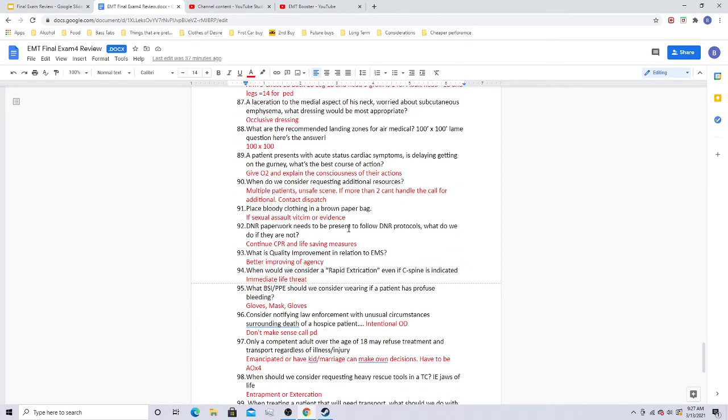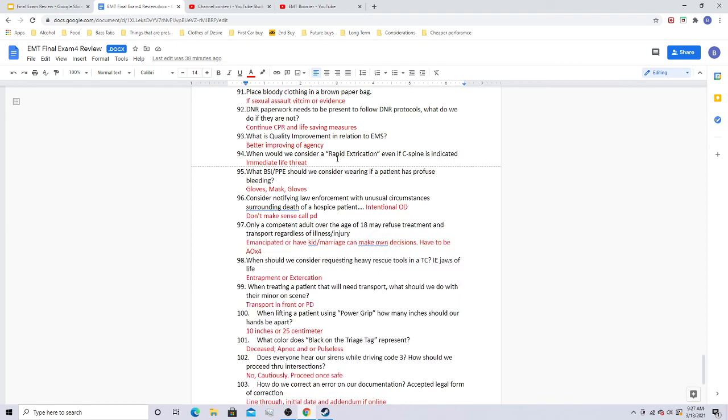What is quality improvement in relation to EMS? Better improving of the agency. If you're an actual EMT, that's completely off, but for the test, that's what you need to say. Okay? When would we consider rapid extrication even if C-spine is indicated? Immediate life threats. This goes back to your good old cars on fire stuff. They're dying immediately stuff. But normally just if the car's on fire or something like that.